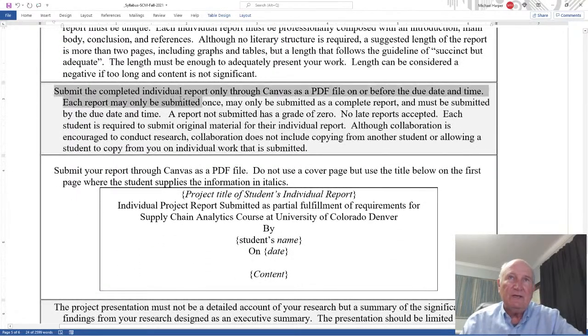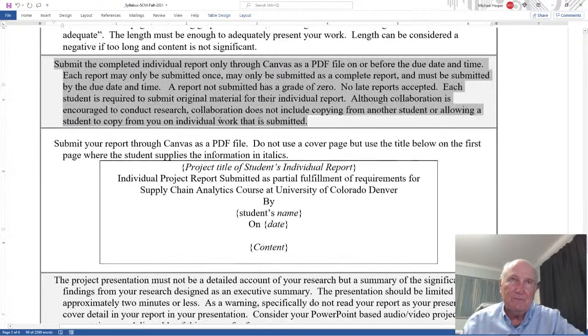Submit the completed individual project reports through Canvas as a PDF on or before the due date and time. Each report may only be submitted once, only as a complete report, and it must be submitted by the due date and time. A report not submitted has a grade of 0. No late reports accepted, so be very careful.